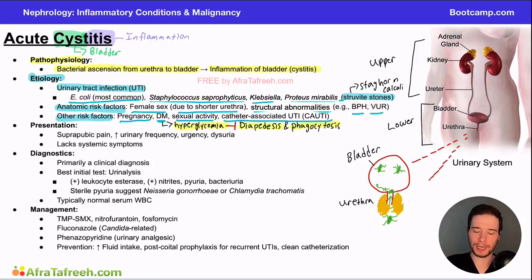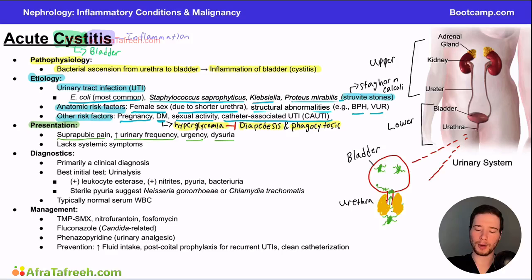Now, moving on to the presentation here, a couple classic ones I want you to keep in mind, and that is suprapubic pain. So that is pain right above the pubic bone. This is in the area of the bladder, which is why this makes sense. Additionally, increased urinary frequency, urgency, and dysuria. So these are all your classic signs of a urinary tract infection. Somebody comes and they say, hey, I'm going to the bathroom more often. It's been a bit painful. I feel like I always have to go, and I'm kind of having this pain in my lower abdomen region. These are classic signs of urinary tract infections.